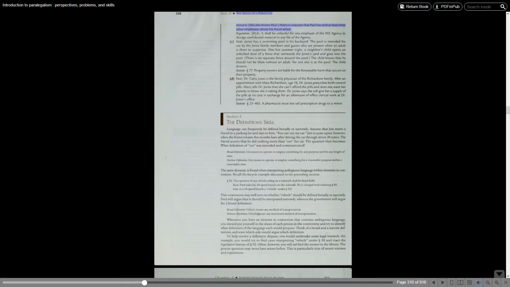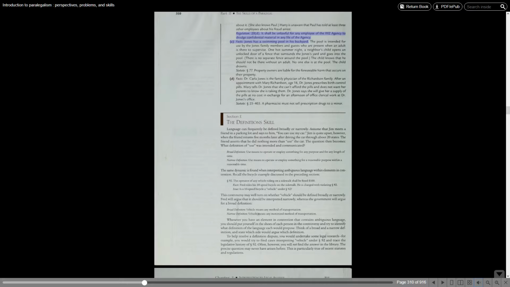Harry is unaware that Paul has told at least 3 other employees about his fraud arrest. Regulation 20D. It shall be unlawful for any employee of the XYZ agency to divulge confidential material in any file of the agency. See facts.